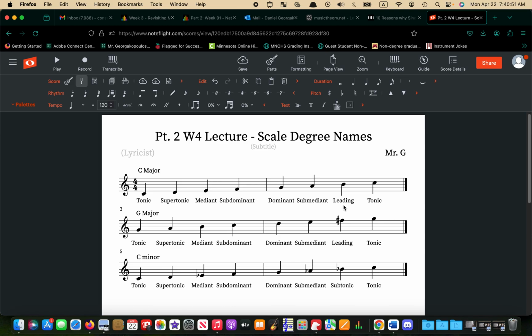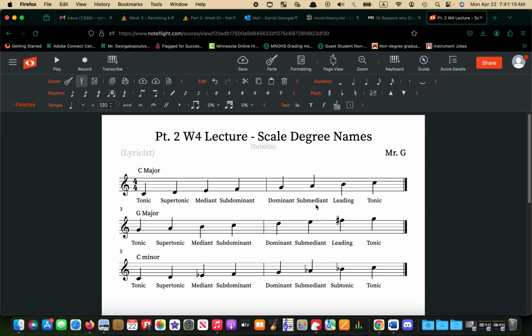B, scale degree 7, is our leading tone. And it is called such because of this half-step relationship between scale degree 7 and scale degree 8. It naturally wants to try and resolve back to tonic, to naturally lead into tonic. So that is why it's called the leading tone.